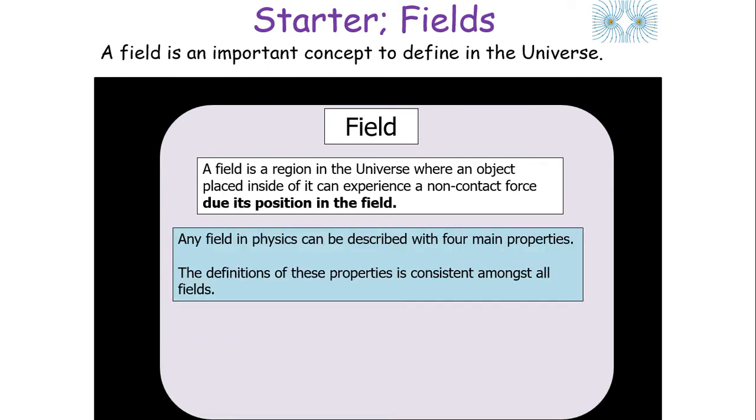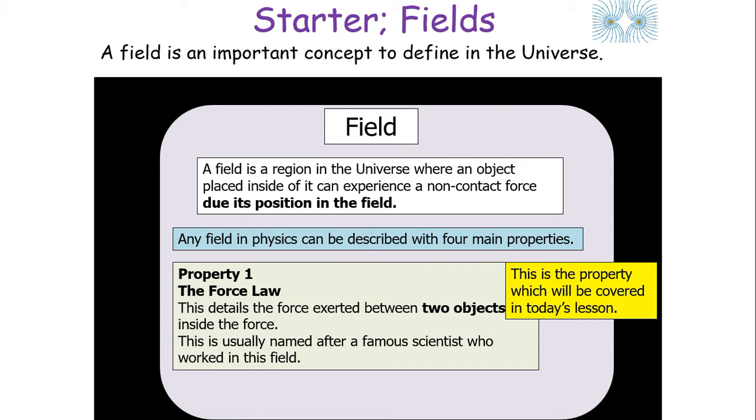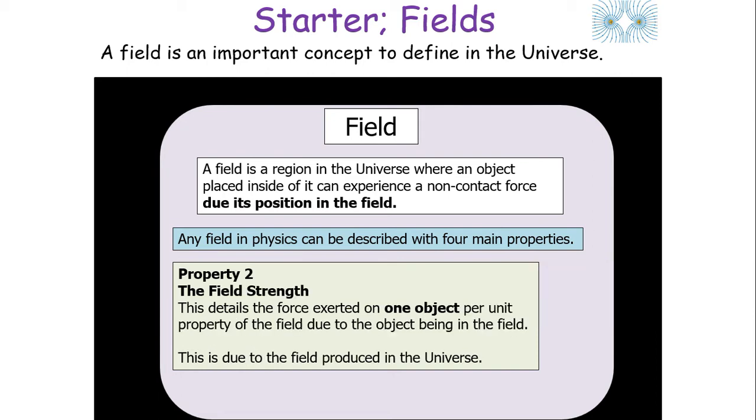Any field in physics can be described with four main properties, and the definitions of these properties are consistent amongst all fields. So learning these definitions is integral to understanding the physics of any field. The first property is the force law, which is what we're going to cover in today's lesson. This details the force exerted between two objects inside the field, and it's usually named after the famous scientist who worked in this particular field of physics.